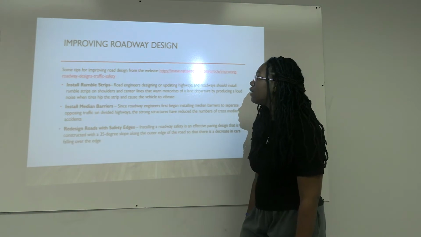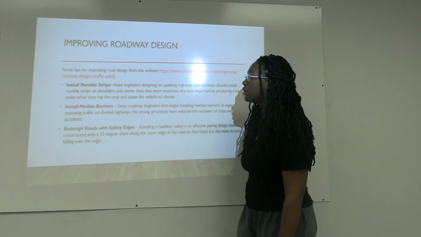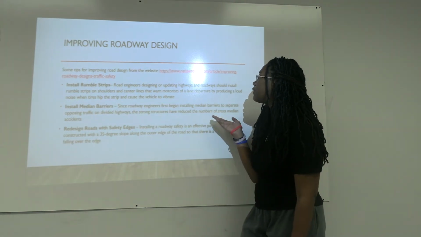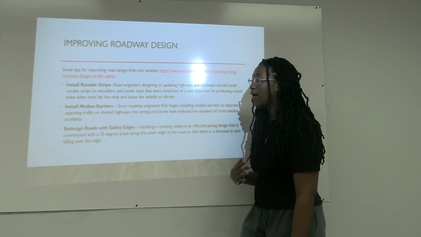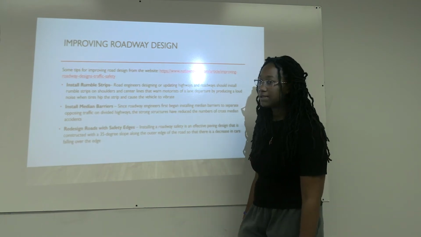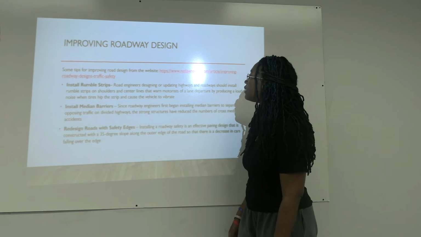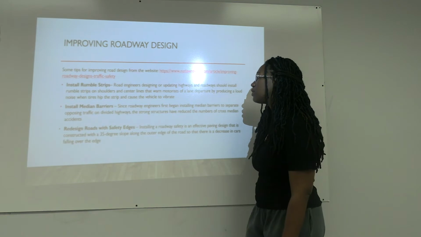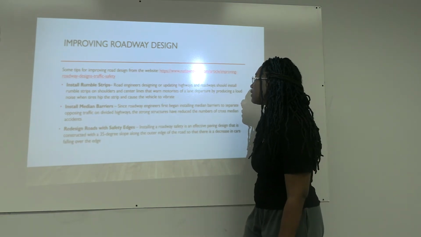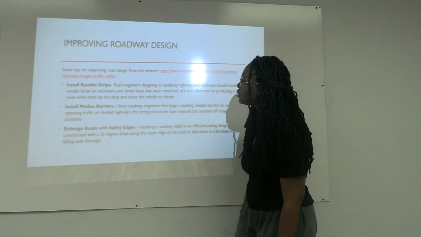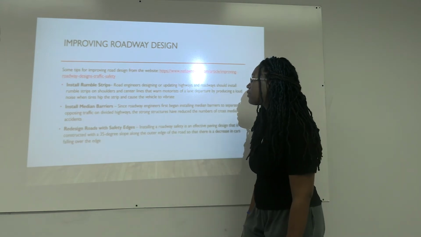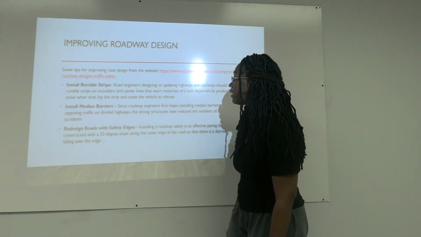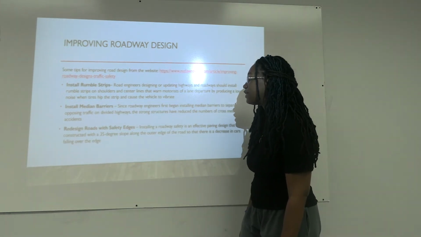Improving road design. These tips or recommendations were given to me by the website natlawreview.com. They are not my own, however, I do agree with these roadway designs. So first, we can install rumble strips. Roadway engineers updating highways and roadways should install a rumble strip on shoulders and center lines that warn motorists of lane departure by producing a loud noise when tires hit the strip and cause vehicles to vibrate.